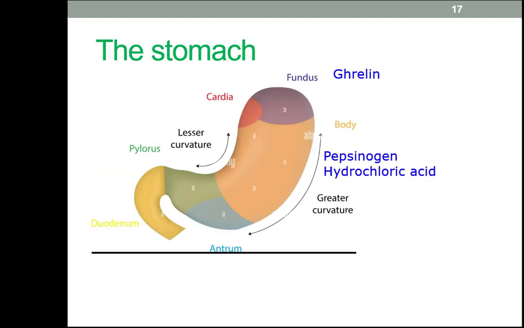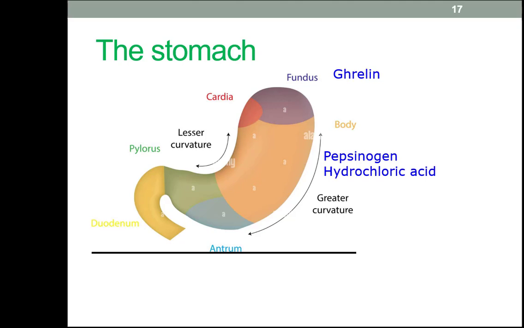So the stomach: the cardia and the pylorus have sphincters, that is circular bands of muscle that control flow of food into and out of the stomach. The fundus collects digestive gases, the body secretes pepsinogen and hydrochloric acid, and the pylorus is responsible for mucus, gastrin and pepsinogen secretion.